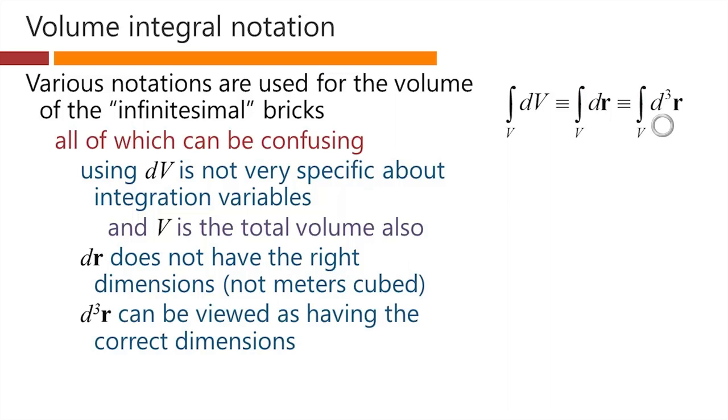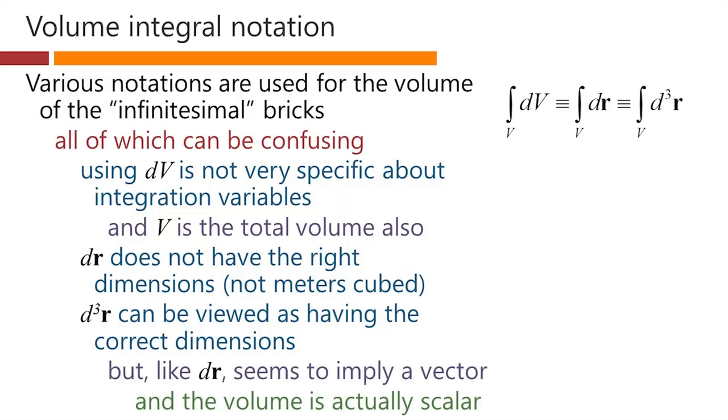And the notation here at least gets the dimensions right if we understand d cubed r to be somehow r cubed in terms of dimensions. That's also not terribly clear here. But like dr, both of these have the fault that they both seem to imply that this is a vector quantity here because we've used the vector r position in them. And in fact, that's not true. Both of these are scalar quantities. So all of these notations are used, but they all are rather unsatisfactory if we look at them from a fundamental point of view. Nonetheless, in practice, there's usually not too much confusion.